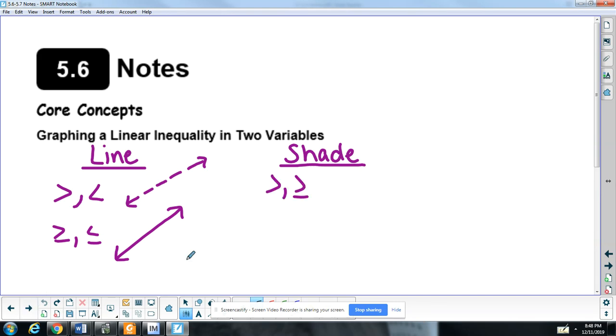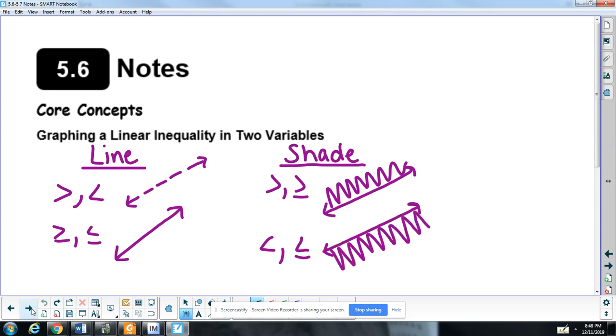Shading, we strictly look at whether it's greater than or less than. So these are both greater than symbols. So if it's greater than or equal to, we're going to shade above the line, so on top of the line. If it's a less than symbol, so less than or equal to, we're going to shade below the line.